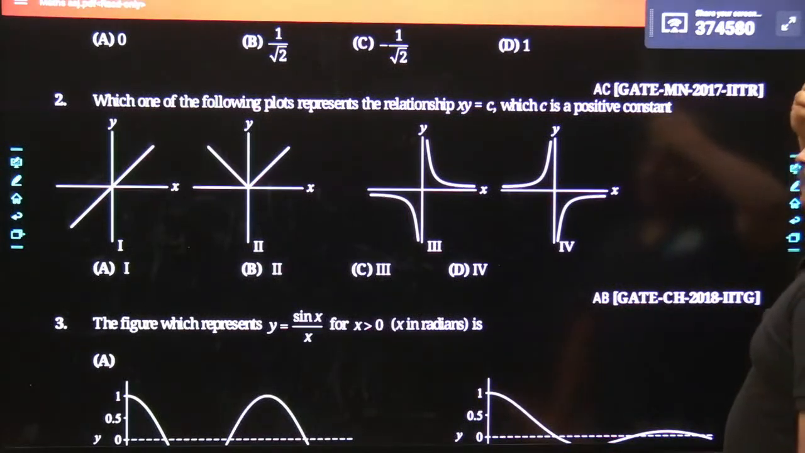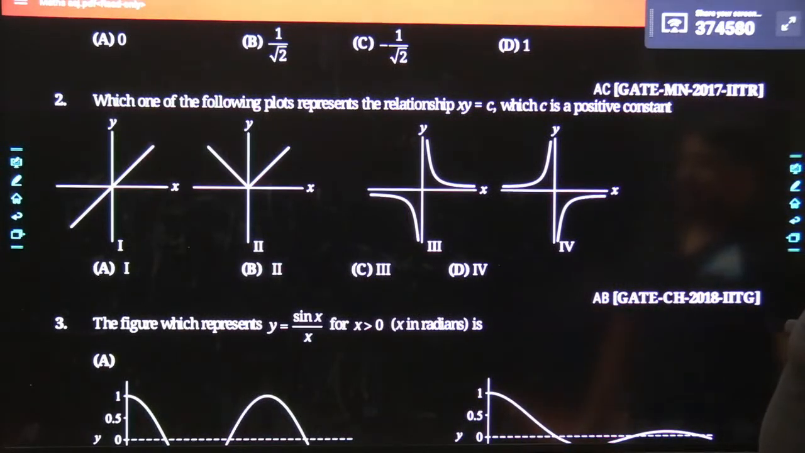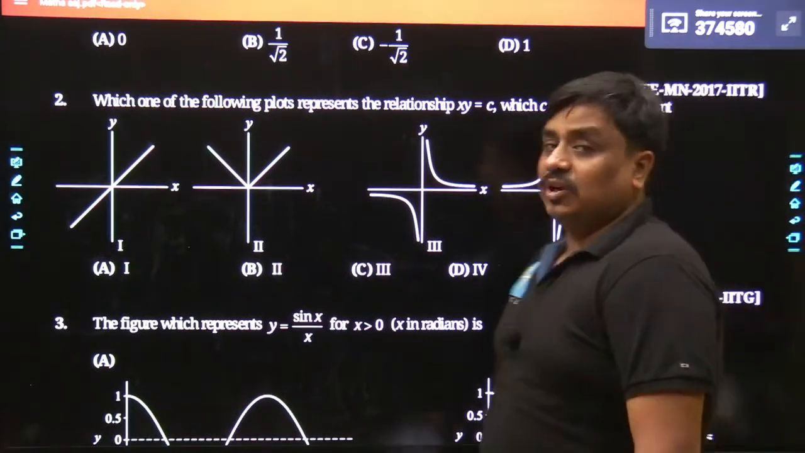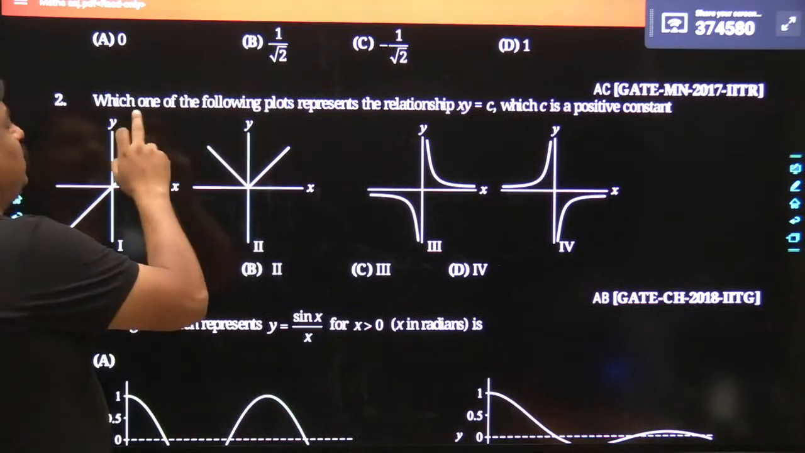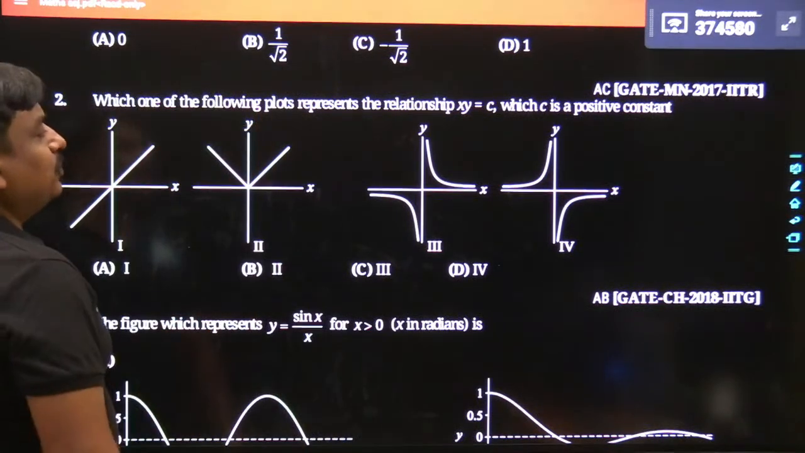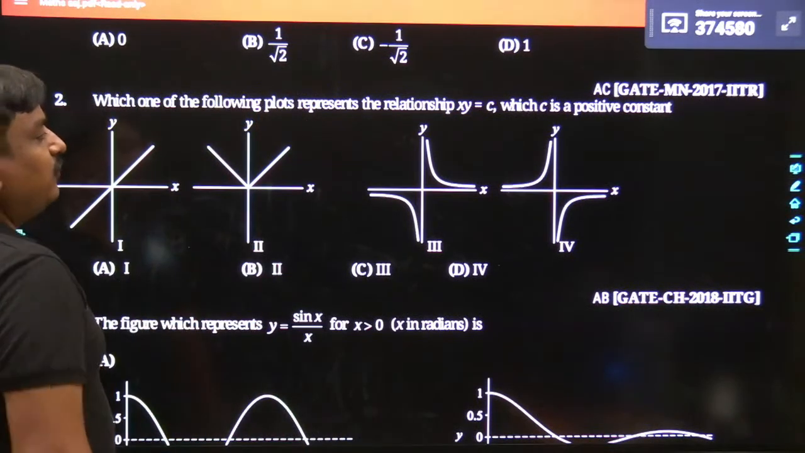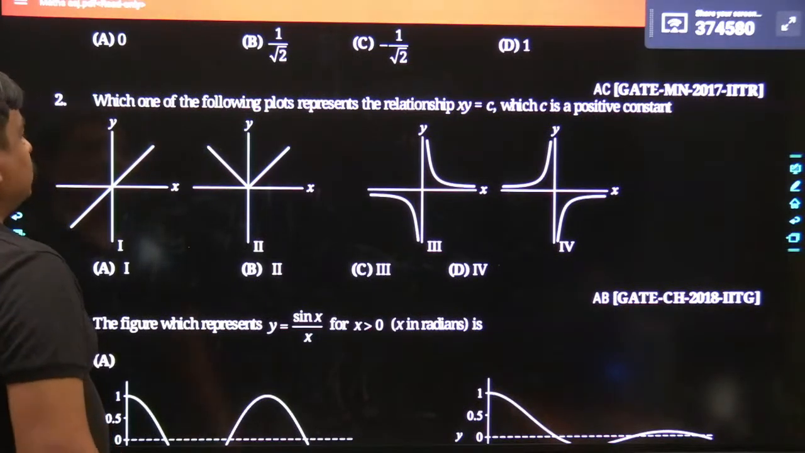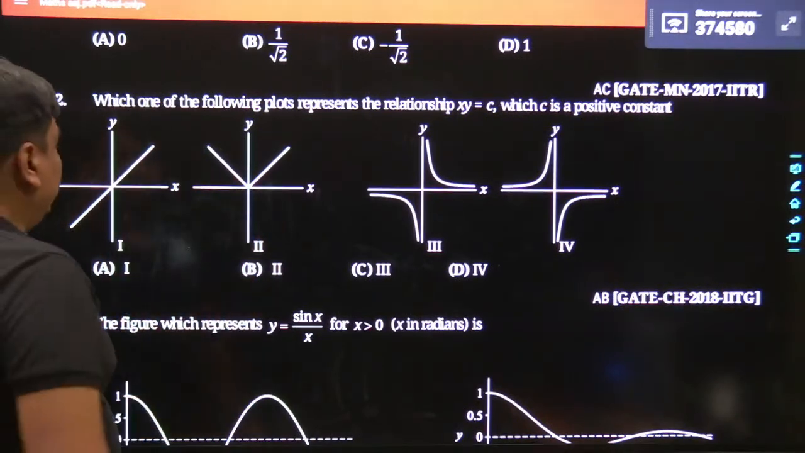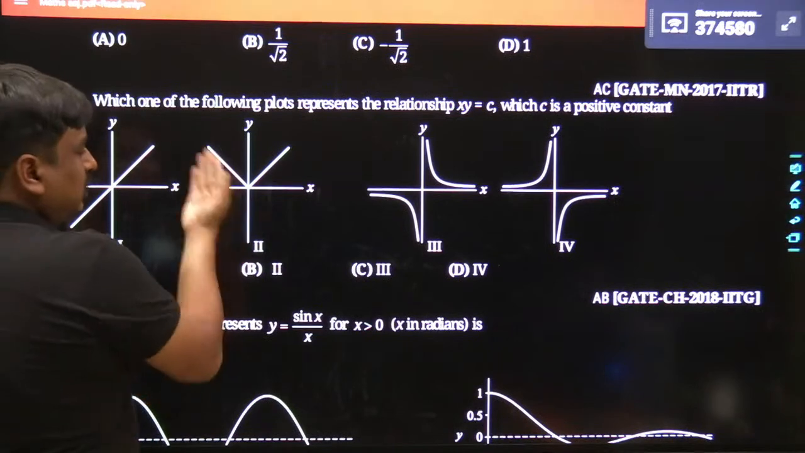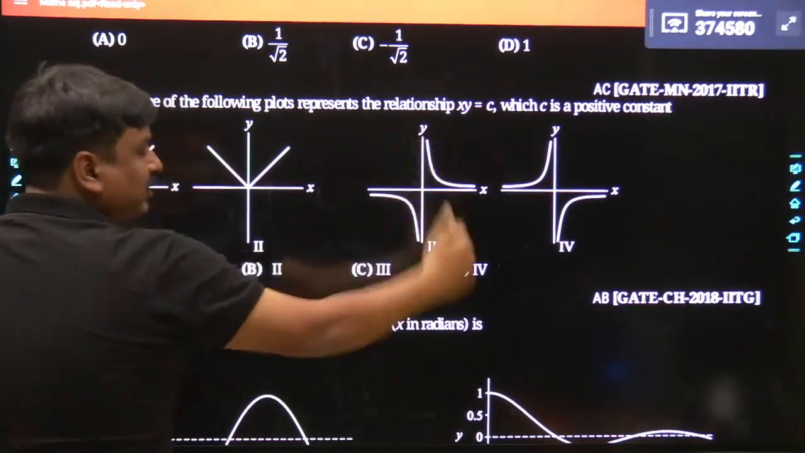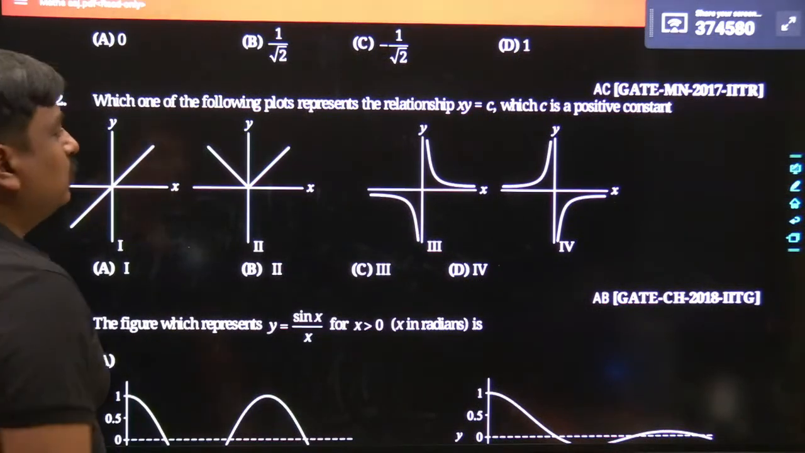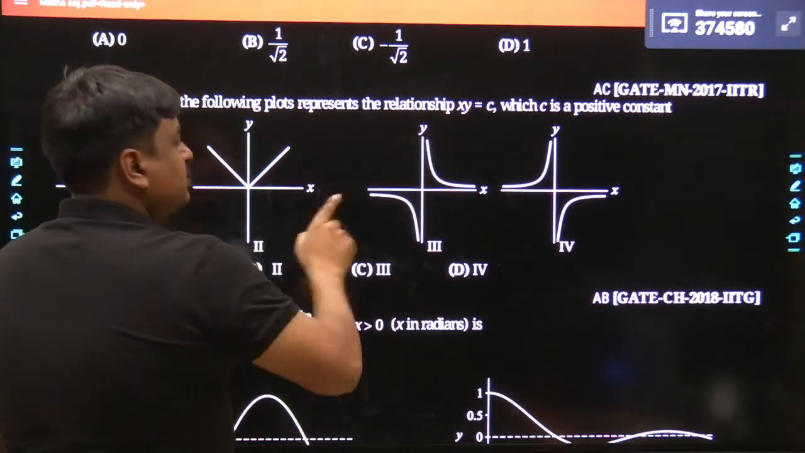We have 4 different options, and out of them you have to choose only one most appropriate answer. The problem states: which of the following plots represents the relationship xy equals c, where c is a positive constant? The 4 different curves were given: a straight line, an absolute function, and two rectangular hyperbolas. May I know which type of graphical curve this function would lead to?